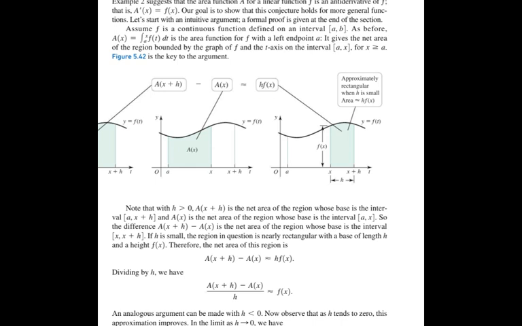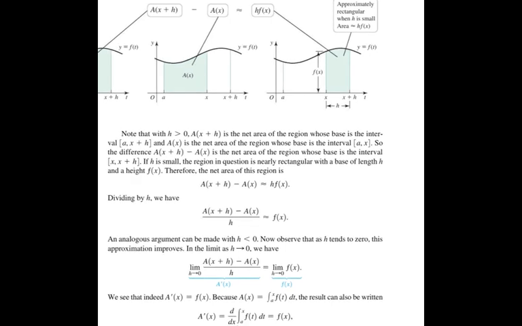So note that for h positive, A of x plus h is the net area of the region whose base is on the interval from a to x plus h, and A of x is the net area of the region whose base goes from a to x.